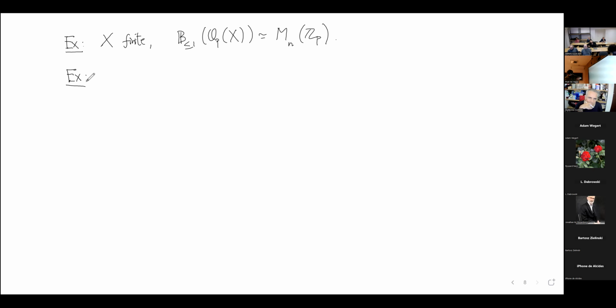Okay, the second example, which is the motivational example as well. So this is if G is any group. You can talk about the p-adic group ring. This is sitting inside B of Q_p G. And then you take the p-adic completion of this. So this is not the p-adic operator algebra, but rather C_0 G Z_p.